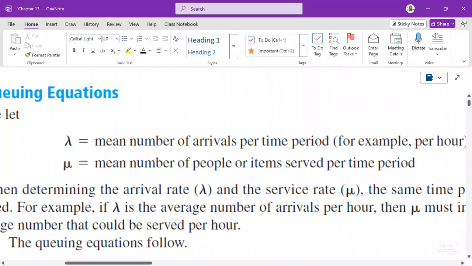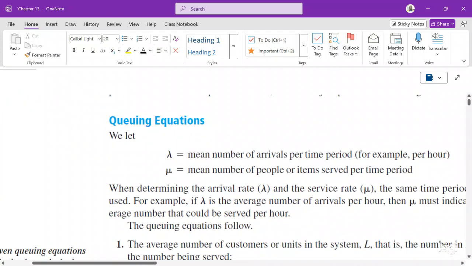So we have a bunch of formulas here, and on these formulas we have what? The mean number of arrivals per time, for example 10 minutes per hour, 10 cars per hour. And the mean number of people or items served per time. How many customers are we serving per time? It's always product per time, item per time, person per time. Right, so those two variables are very critical for you to understand.